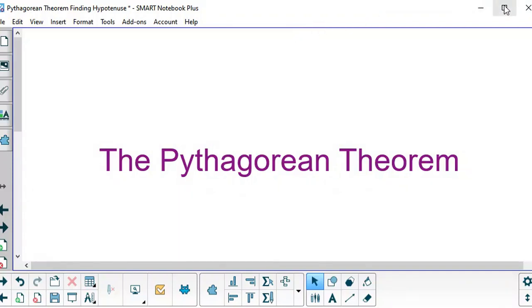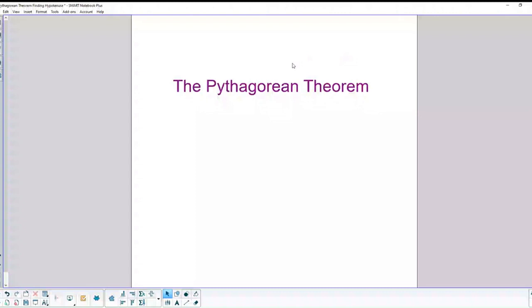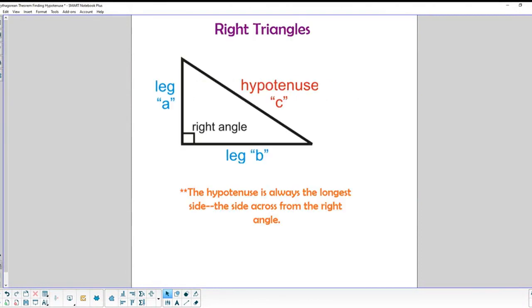All right, today we're going to start talking about the Pythagorean theorem. This is one of our favorite lessons that we teach throughout the year, so here we go. So what is the Pythagorean theorem? Well, it deals with right triangles.